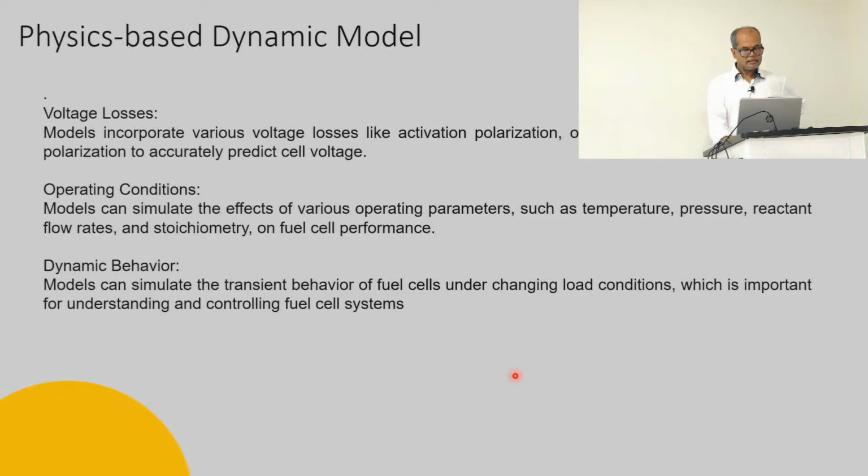And all the voltage losses that we mentioned already, those 3 losses are considered to predict accurate cell voltage, and the temperature, pressure, and reactant flow, all operating conditions are considered here. It also models the transient behavior of the fuel cell, like if you have load changing, which is good for understanding and controlling the fuel cell system.